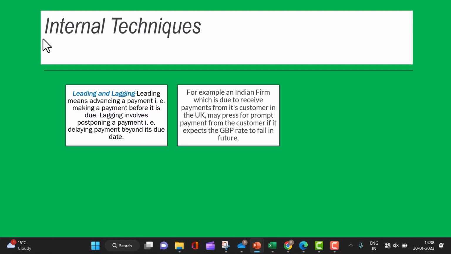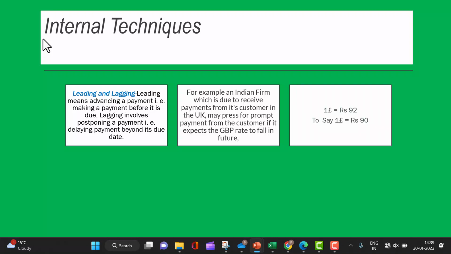For example, there's an Indian firm which is due to receive payments from its customers. Suppose you are an exporter and you're going to get a payment from a customer. The customer is in the UK and you press for a prompt payment from the customer if you expect the pound rate to fall in future. So if you think the pound is going to depreciate against the rupee, which is going to cause lower money in terms of rupees to you.